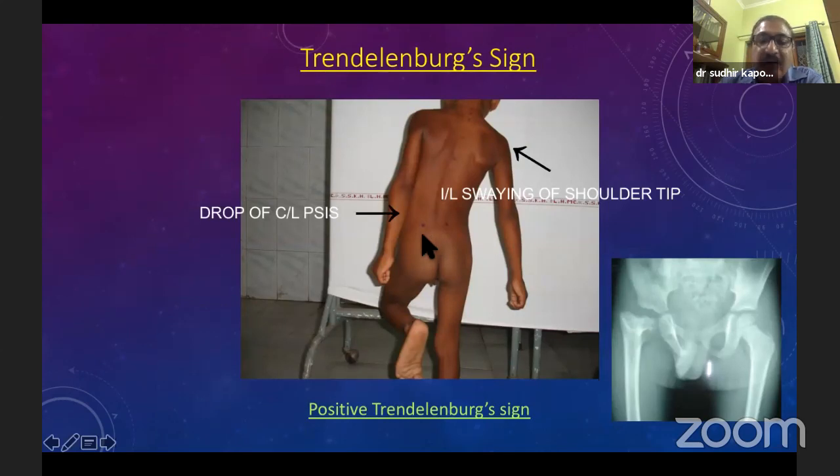This is what happens on the affected side: the opposite posterior superior iliac spine, instead of going up, goes down because the abductors are weak on this side. The abductors are weak on the right side. So when the patient stands on the right side, the left-sided posterior superior iliac spine, instead of going up, is going down, and the gluteal fold is also going down instead of going up. This is a classical Trendelenburg sign. The next video shows you how to examine a patient with this test.